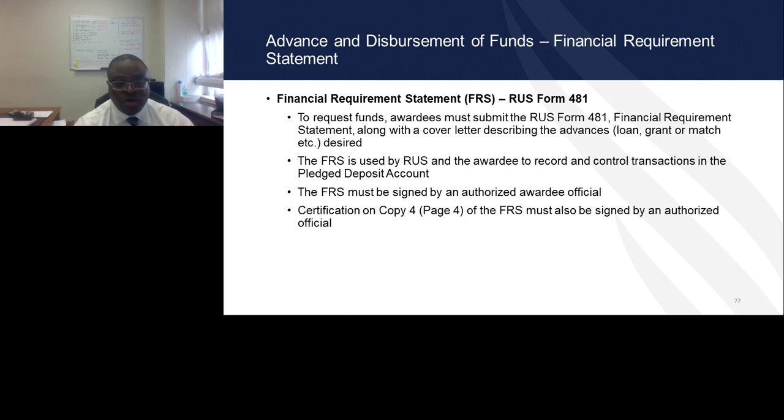The signature on the FRS will be compared with the 675 certificate of authority that's submitted by each awardee during the release process. Also, the copy 4 page of the FRS must be signed. There are 2 certifications on the FRS, one on the copy 1 page and the second on the copy 4 page. Both of them have to be signed by an authorized official.